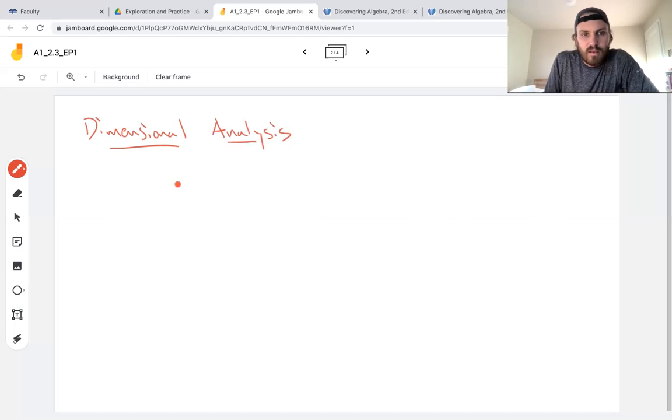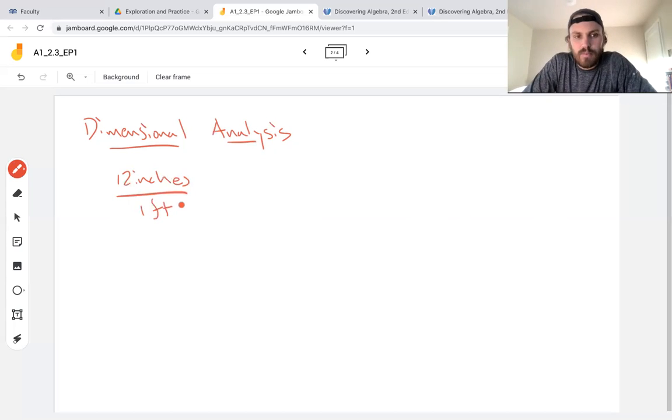And so basically what we need to know is that there are a lot of fractions that equal 1. So let me give you some examples. 12 inches divided by 1 foot. That fraction is equal to 1 because 12 inches is the same thing as 1 foot, which we probably know. Another example would be what we just talked about, 2.54 centimeters divided by 1 inch. That fraction is equal to 1 because 2.54 centimeters is equal to 1 inch.